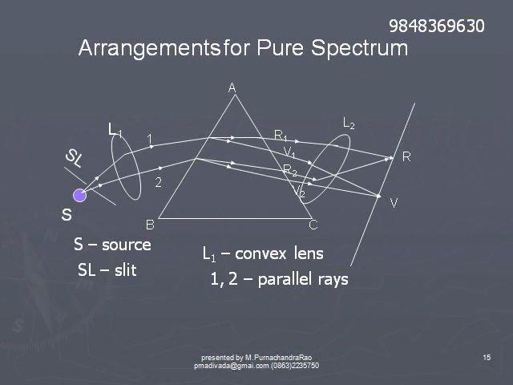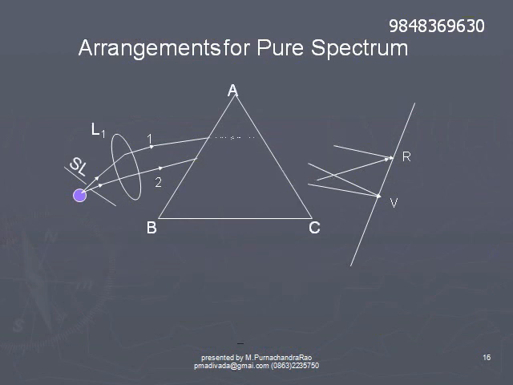This beam is made to fall on a lens known as the collimating lens, L1. This lens is so placed that the slit will be at its focus. When an object is placed at the focus, the emergent rays will be parallel. So the slit will be placed at the focus of the lens L1. The emergent beam is a parallel beam. So the second condition, a parallel beam, is obtained here.